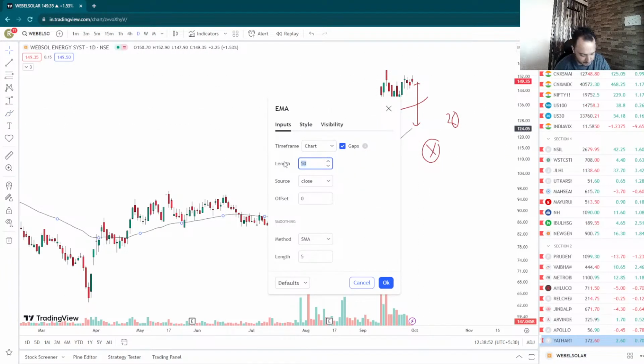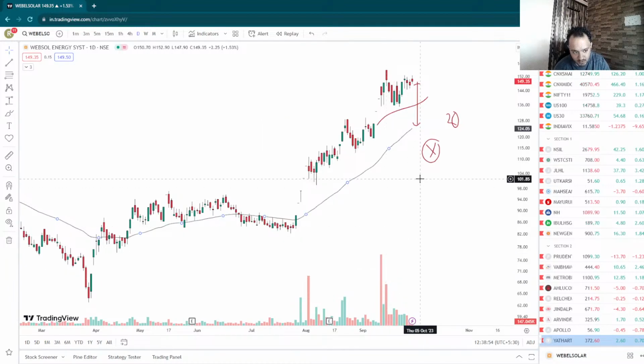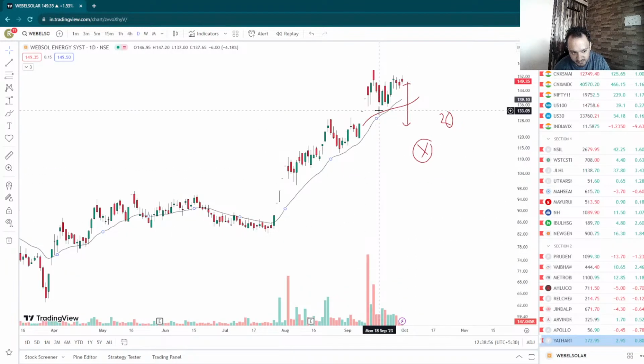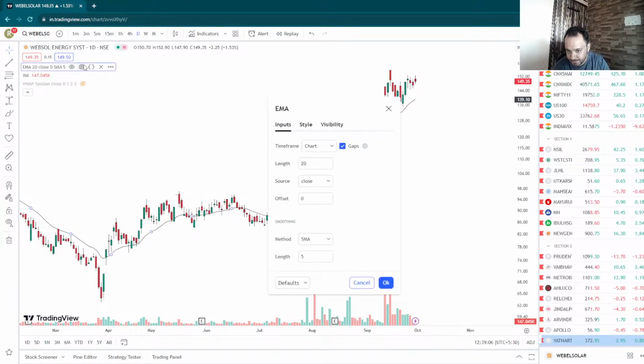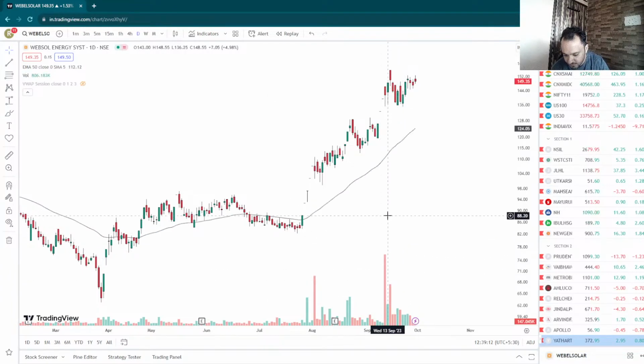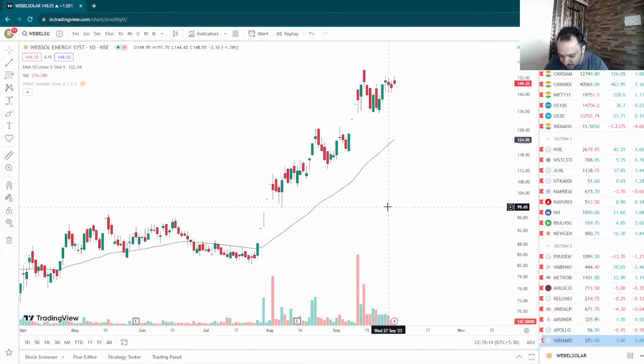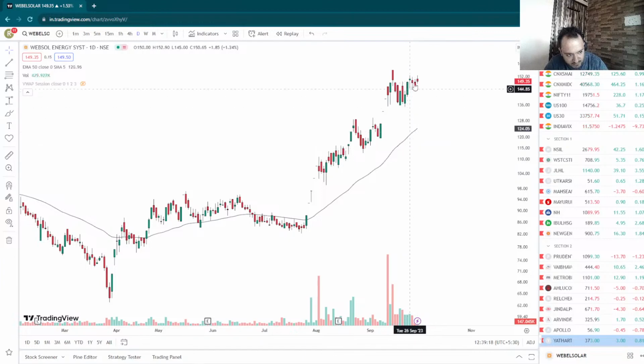Let's see. Right. So see, it's still far, right? Don't buy stocks which are far from EMAs. All right. You're buying in the middle of a move, and you don't know anything about the move at all, if it's going to continue or not. So don't buy in the middle of a move.